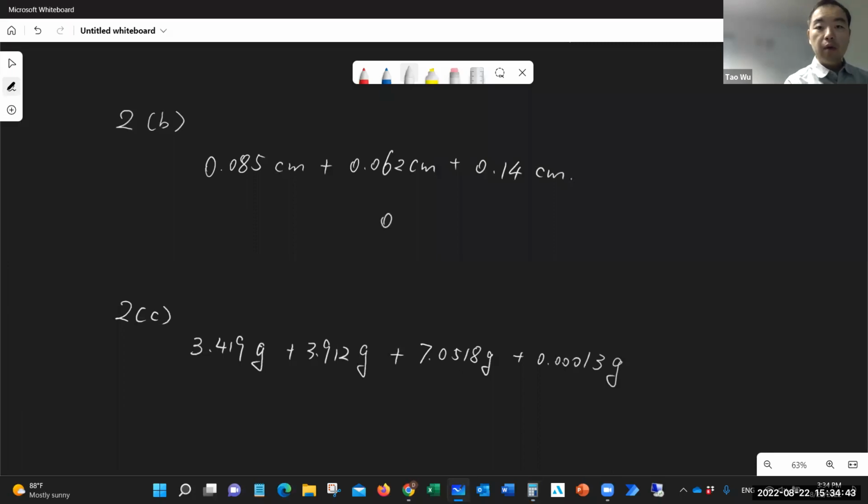0.287, this is centimeters. So we keep 2 decimals, which means we're going to keep up to here, right? Then you need to look at the next one, which is a 7, so you need to round up. So the answer should be 0.29 instead of 0.28, okay?